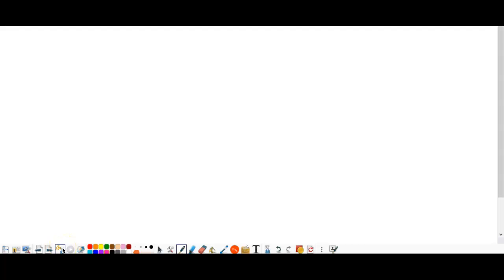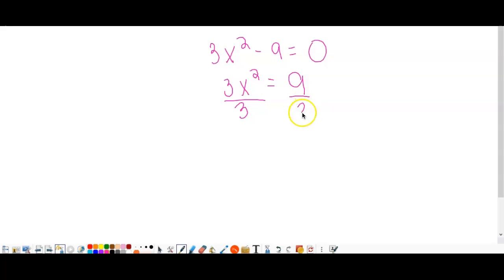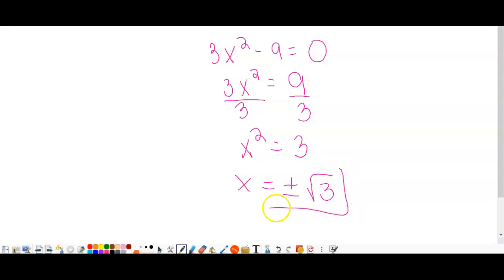All right. And then we have 3x squared minus 9 equals 0. So in this case, you would add your 9 to both sides, divide by 3. This is the first case that when I take the square root, is 3 a perfect square? So my answer is going to stay plus or minus the square root of 3. If my answer is not a perfect square, it actually means that this wasn't factorable.